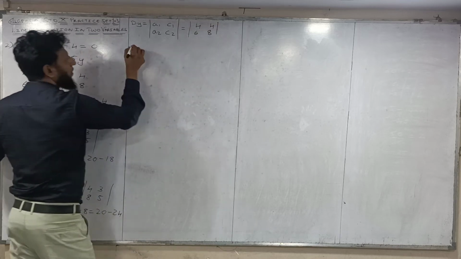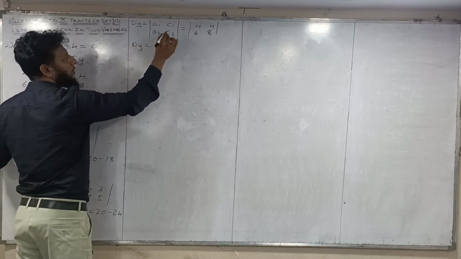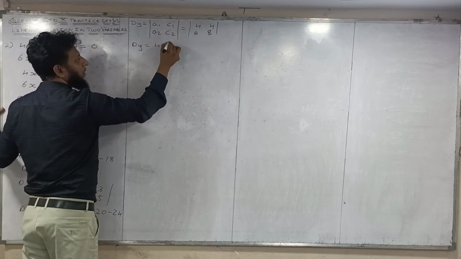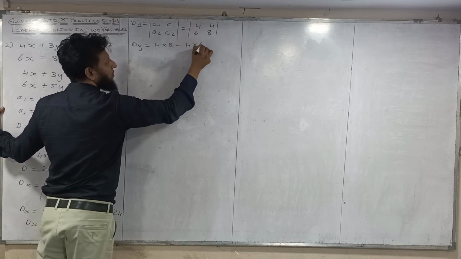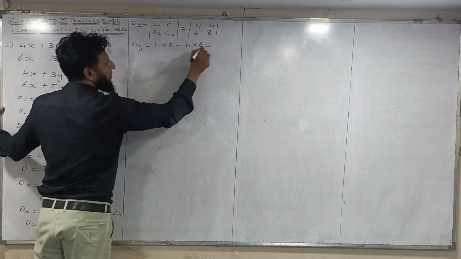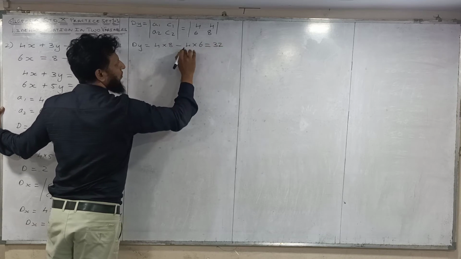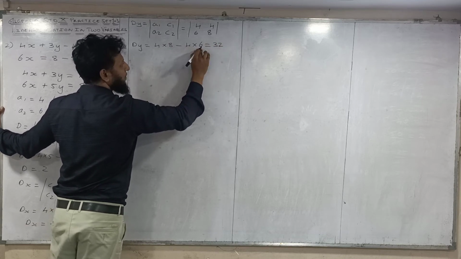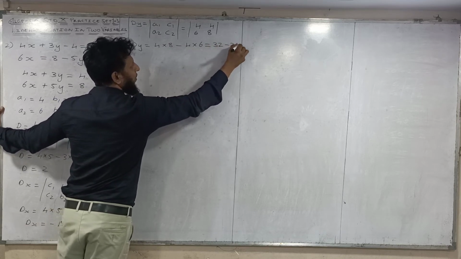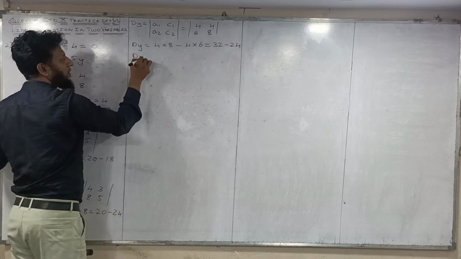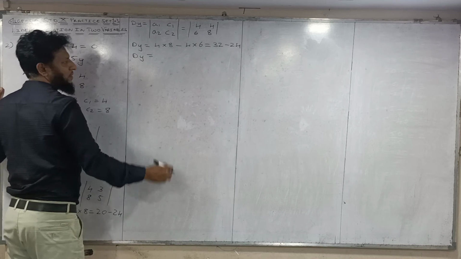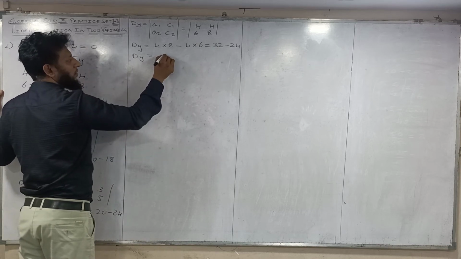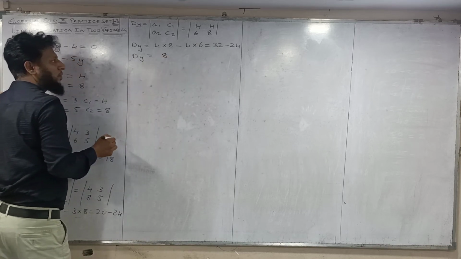Okay, dy is equal to 4 multiplied by 8, put minus sign, 4 multiplied by 6. 4 8s are 32, 4 6s are 24, minus plus minus 24. dy is equal to how much? 32 minus 24, that is 8. dy is equal to 8.